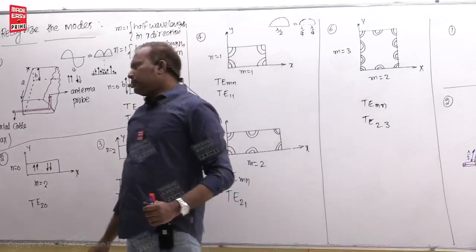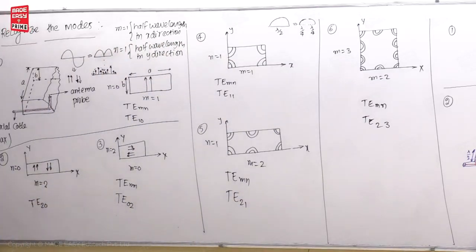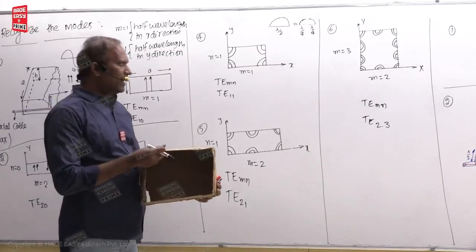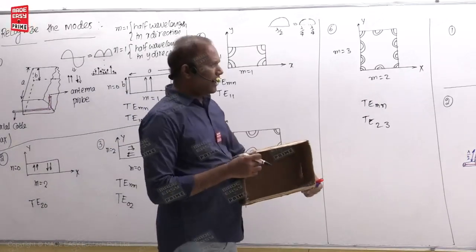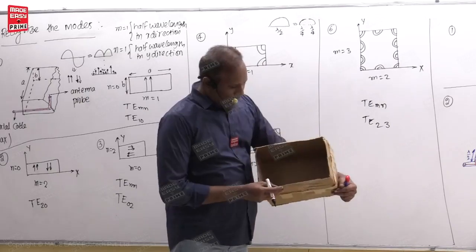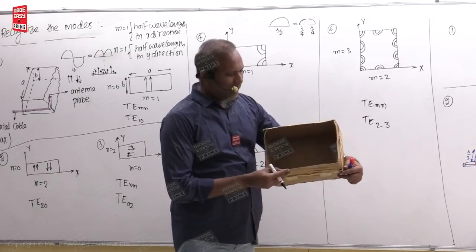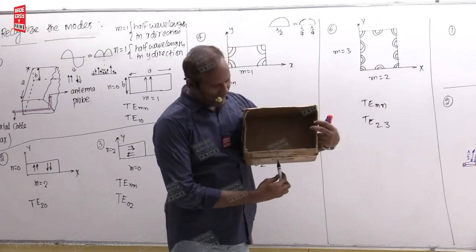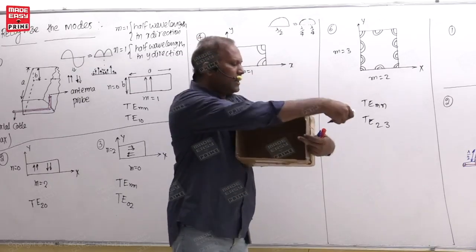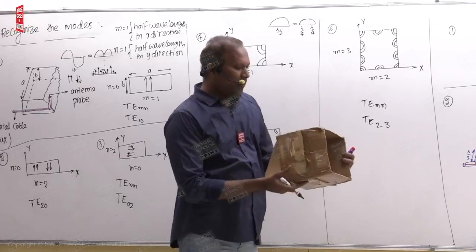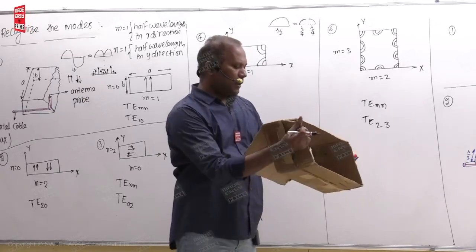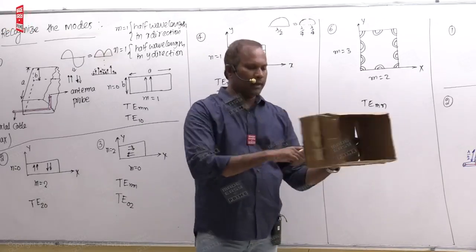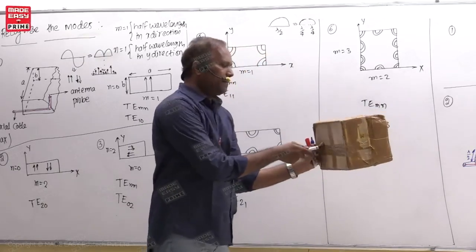Now TM excitation, actually this excitation is not that much important. These modes also they will ask rarely. Anyway, see, he doesn't ask much. Look, you take this waveguide and for TE excitation you will be exciting from here or otherwise here or otherwise here. Here you can put. But for TM mode they will drill a hole here, students. They will drill a hole here. Here they will drill the hole.